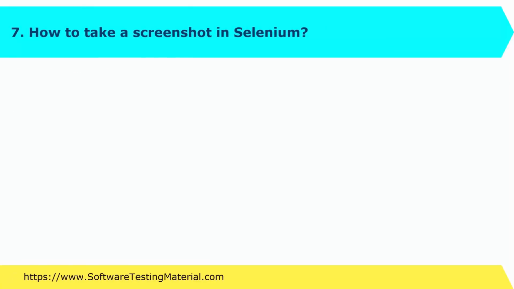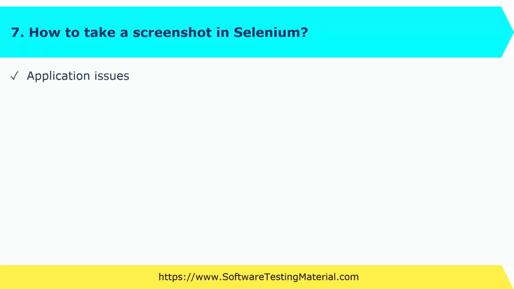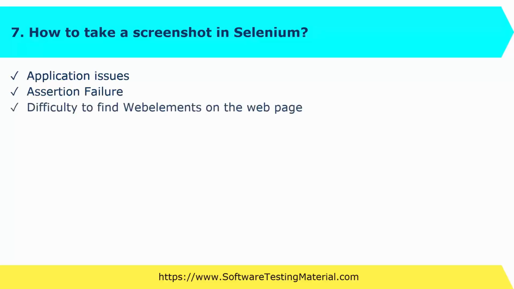How to take a screenshot in Selenium. Test cases may fail while executing the test scripts. While we are executing the test cases manually, we just take a screenshot and place it in a result repository. The same can be done by using Selenium WebDriver. Some of the scenarios where we may need to capture a screenshot using Selenium WebDriver are application issues, assertion failure, difficulty to find web elements on the web page, timeout to find web elements on the web page.